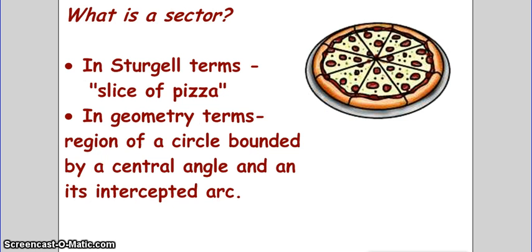Going back to my original picture, I have a full pizza, and I have 8 slices. So each slice is an eighth of the pizza. So if I were to find the area of the pizza, I could just divide it by 8 if all the slices were the same. And that would give me the measure of the sector.